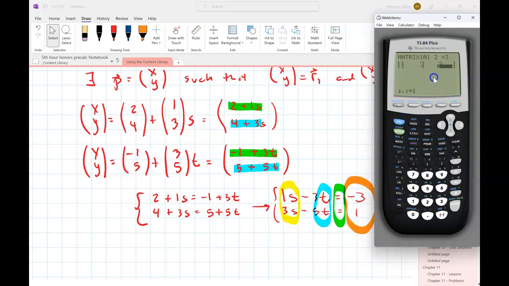Okay? Once I have all my numbers inputted, that sounds wrong vocabulary or grammar-wise, inputted.